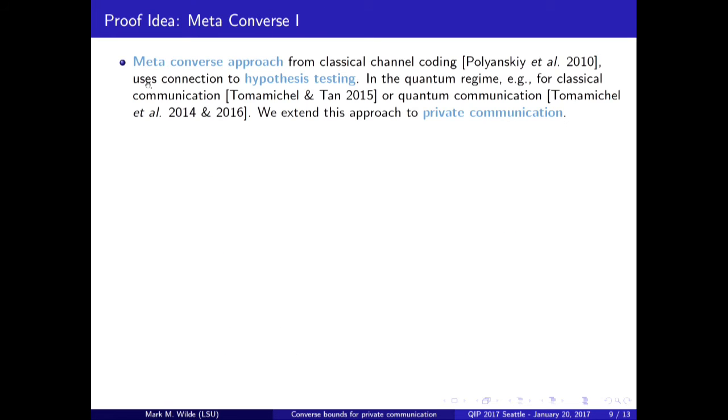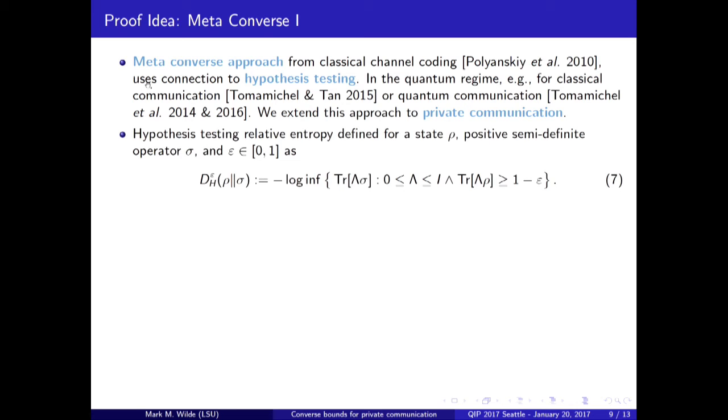Okay, so briefly about the proof technique. This is something that we call meta-converse. Well, the name was given by Polyanskiy and his colleagues in the context of classical information theory. And the idea is to connect to hypothesis testing: distinguishing between two quantum states, how well can you do that? Connecting converses to hypothesis testing is an idea that goes back to the 70s in classical information theory. And it's something that's been explored in the context of quantum information theory more recently by Marco and colleagues. So the fundamental quantity there is something that was given the name hypothesis testing relative entropy.